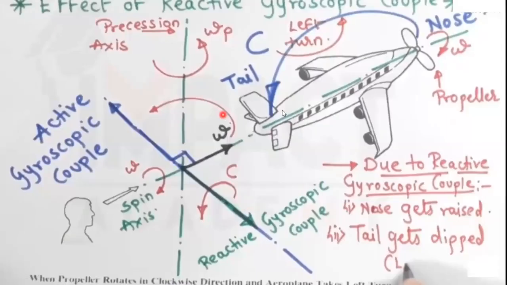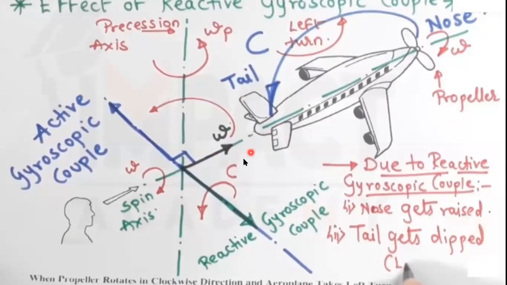Another case, just imagine the other type. If you are viewing the flight from the tail end, this is the viewer and you are viewing the flight from the tail end. Just imagine this omega is the angular velocity of the propeller, and it's rotating in a clockwise direction. Since it's clockwise, you have to view from the viewer point itself. The flight is taking a left turn.